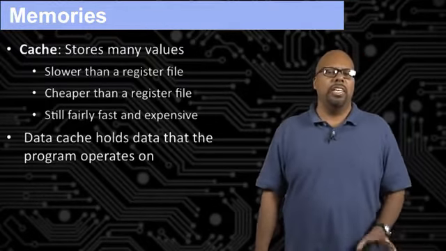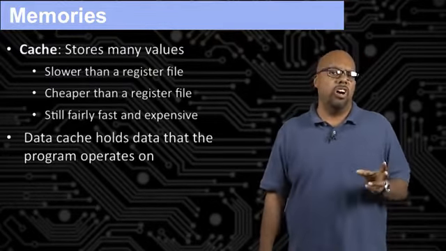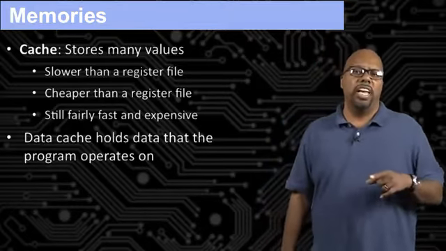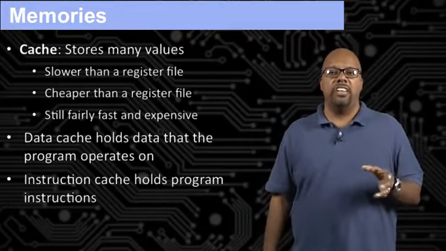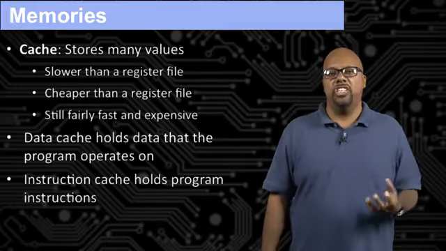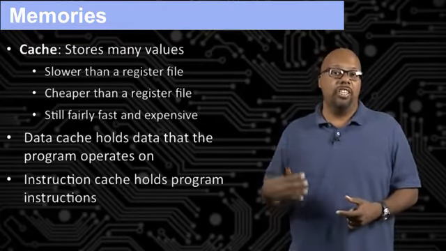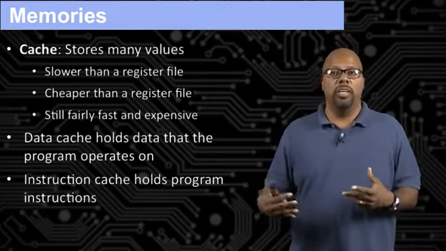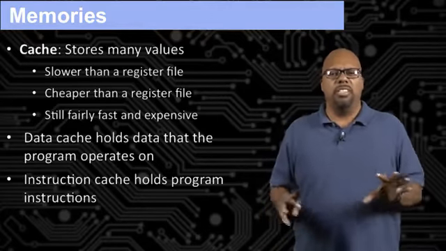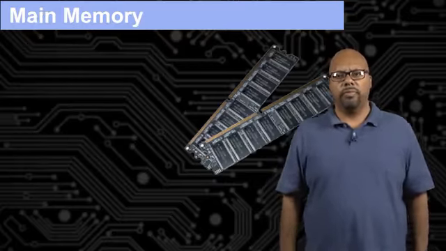Typically, commonly in the microcontrollers that we're using, they're what's called a Harvard architecture. So you'll have two different caches, at least two. You'll have a data cache and an instruction cache. The data cache holds the data that the program is operating on, and the instruction cache holds the actual instructions of the code that's being executed. So it's common to separate those two.